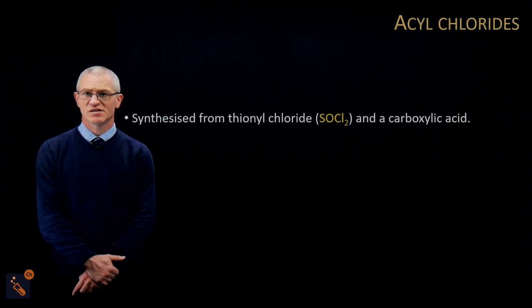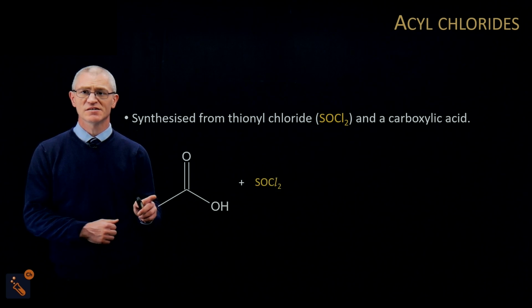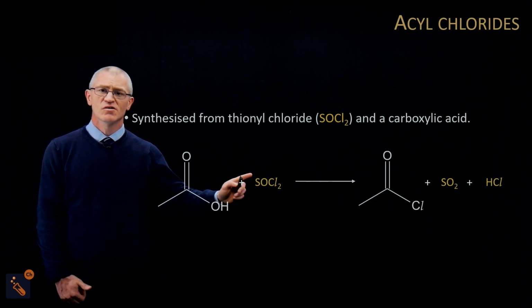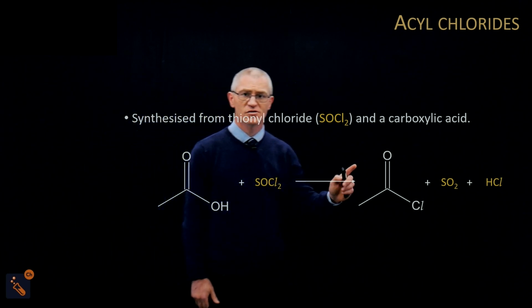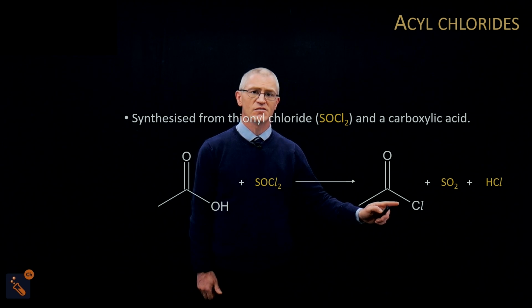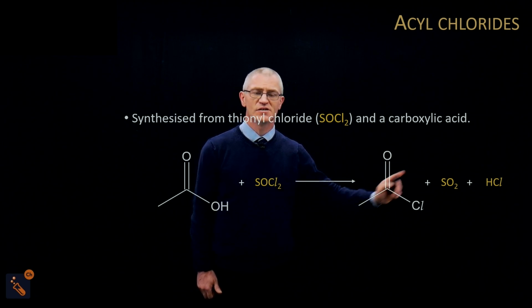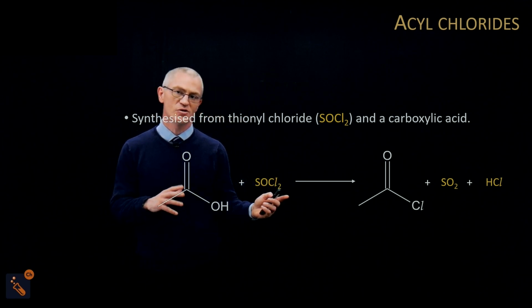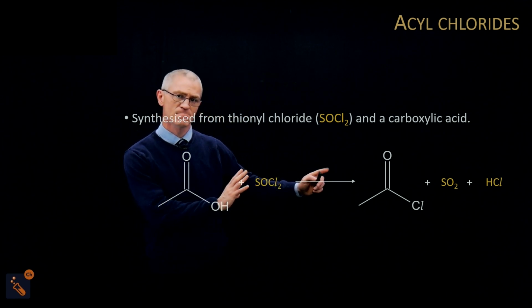Acyl chlorides can be made by reacting thionyl chloride with a carboxylic acid. Thionyl chloride is SOCl2, and if we take ethanoic acid and react it with the thionyl chloride, we will make the acyl chloride, where the Cl has replaced the OH. Then you get SO2 and HCl. Really important to note that this is a very common question, just to finish this equation.